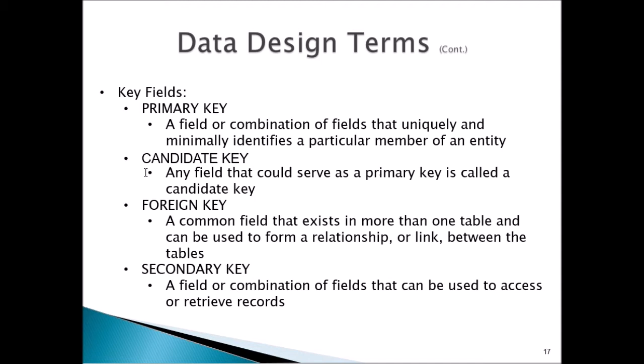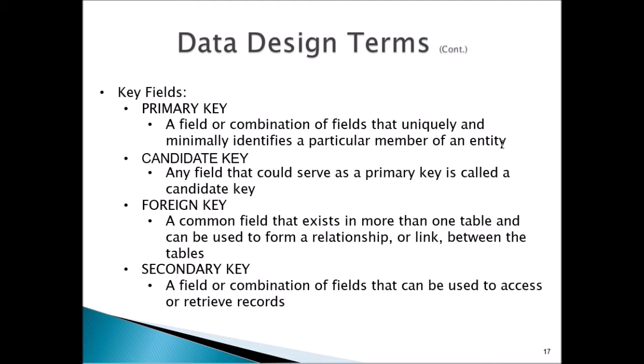So let's take a look. Let's break these down a little bit here. The primary key: we were talking about the person file earlier, or a person table. If you have a person file or person table, you have the social security number, which I mentioned. That could be a primary key. It's unique and it minimally identifies a member of an entity. There's nobody who has the same social security or tax ID number, so that could serve as an excellent primary key due to its uniqueness.